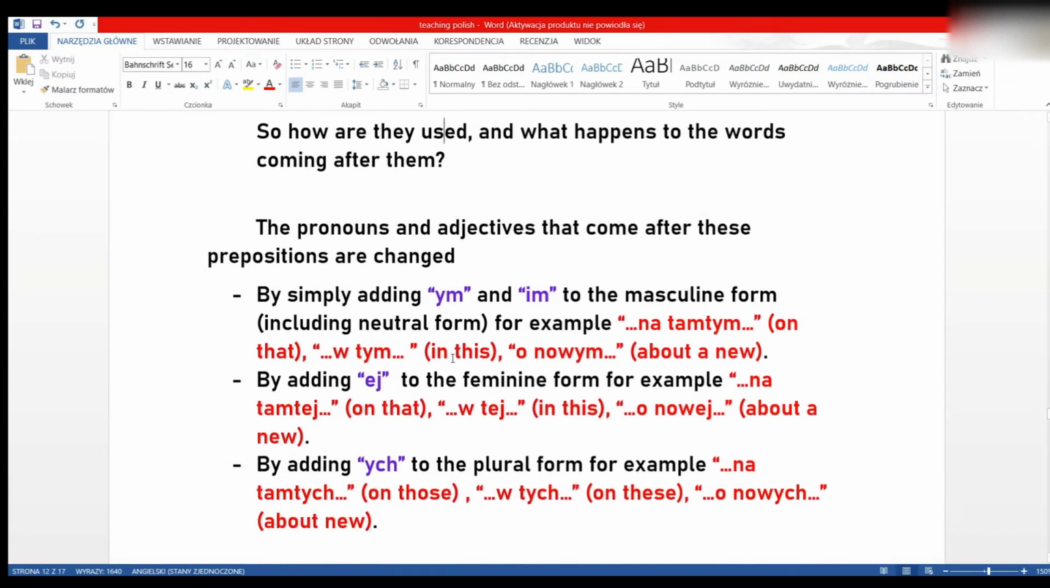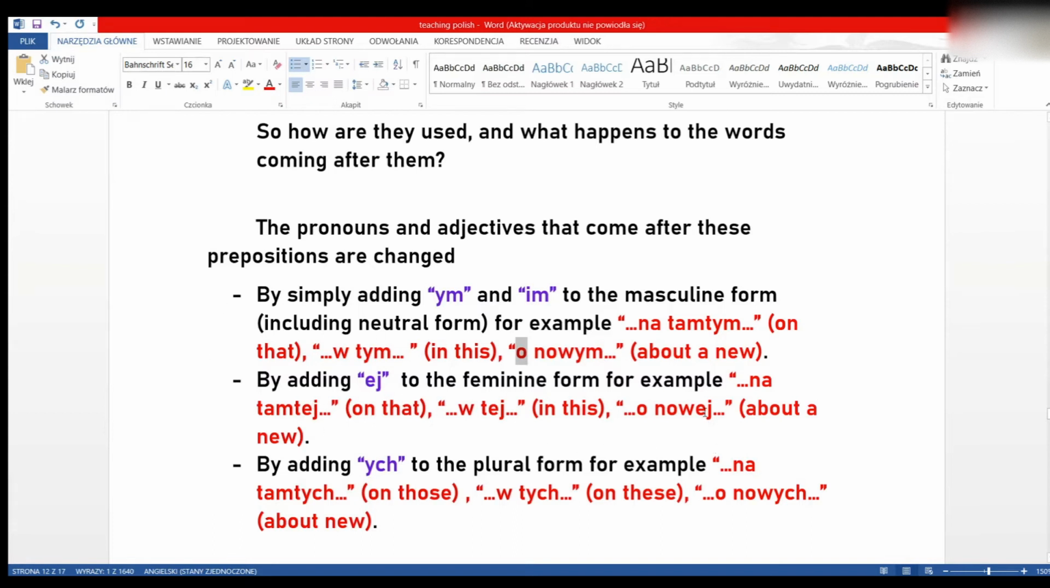So let's look at some examples when we're talking about masculine pronouns. Na tamtym, on that. Na tamtym comes from the word tamten. So when you say on something, you just remove n and you put ym at the end. Same goes with tym, in this. O nowym, about a new. So nowy becomes nowym, or nowe becomes nowym, when you say a locative word before it.